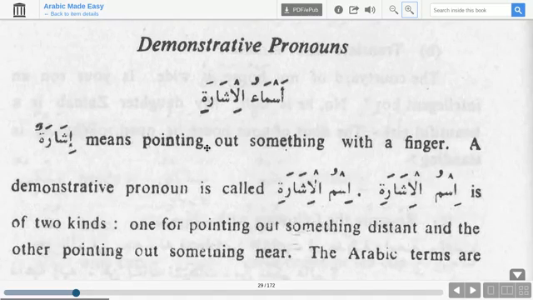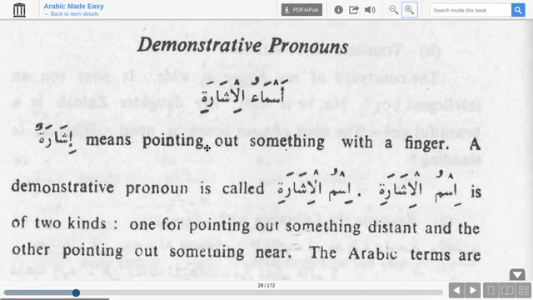So before I start reading, let me explain a very simple, very easy concept related to indicating something, pointing to something. Something is close to you, something is far from you. We have this in English. This, something is close to you. That, something is away from you.